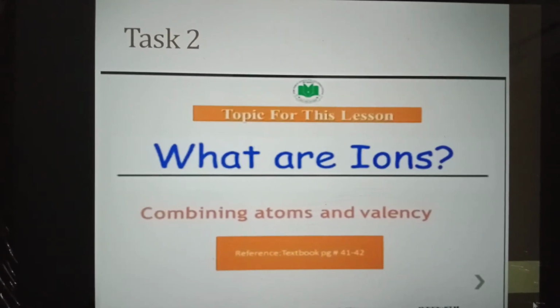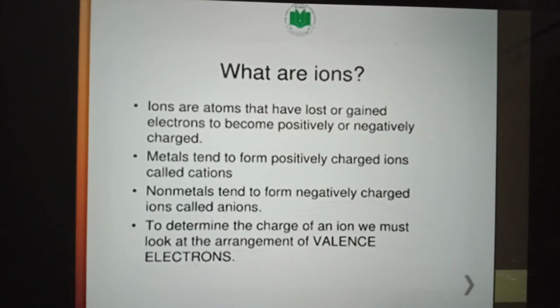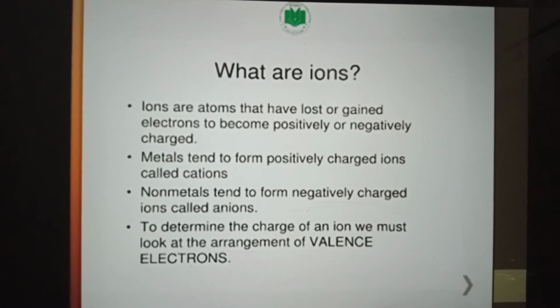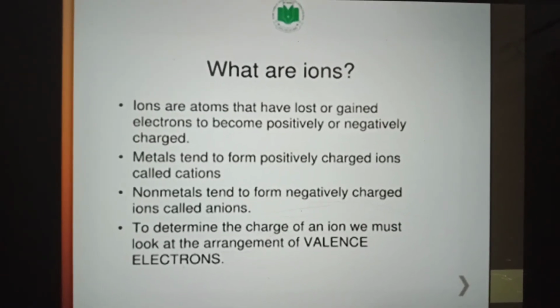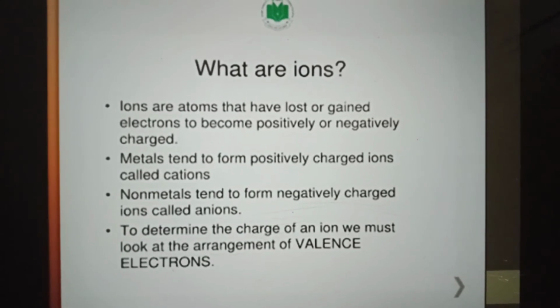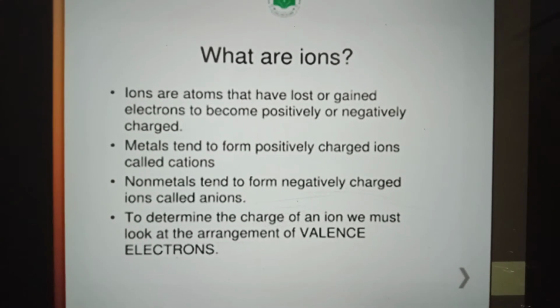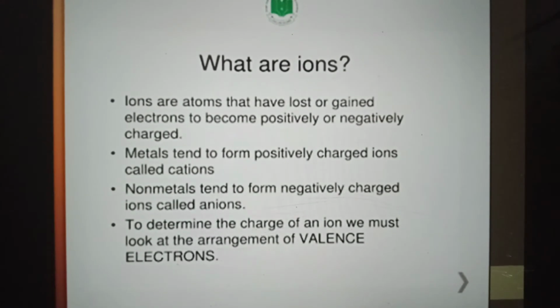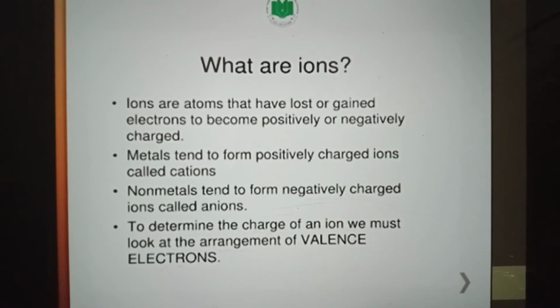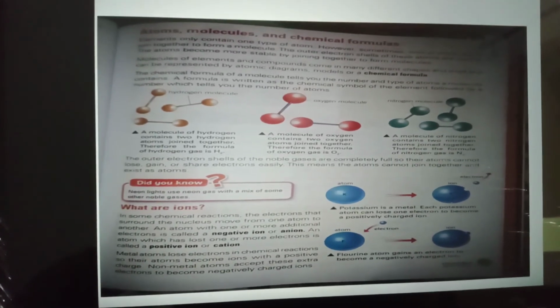Task 2 is about ions. So what are ions? Ions are atoms that have lost or gained electrons to become positively or negatively charged. Metals tend to form positively charged ions called cations, and nonmetals tend to form negatively charged ions called anions. To determine the charge of an ion, we must look at the arrangement of valence electrons. I have discussed earlier about the cations, anions, and ions.